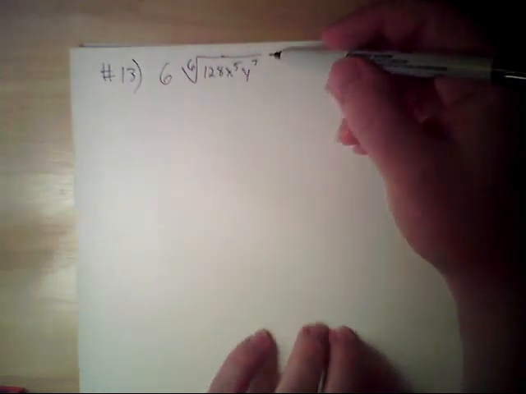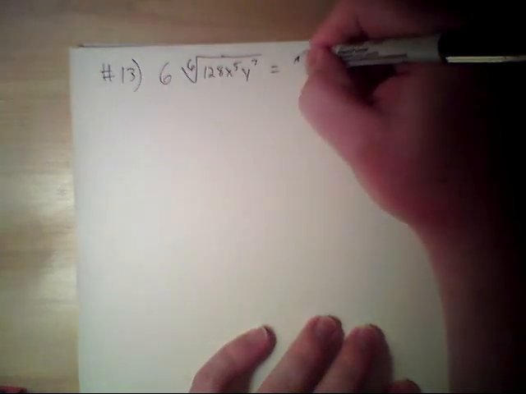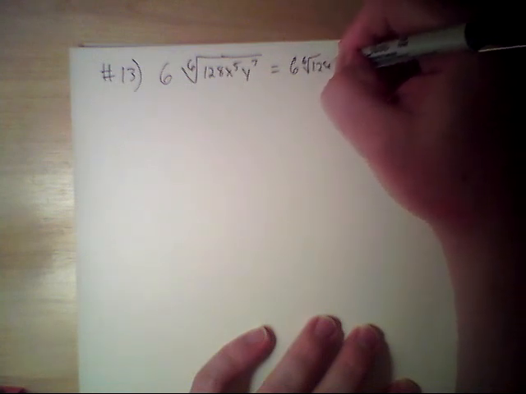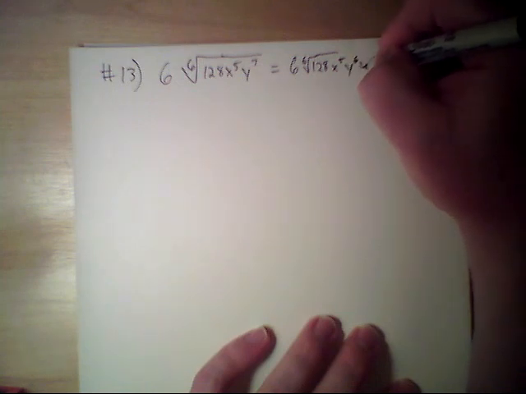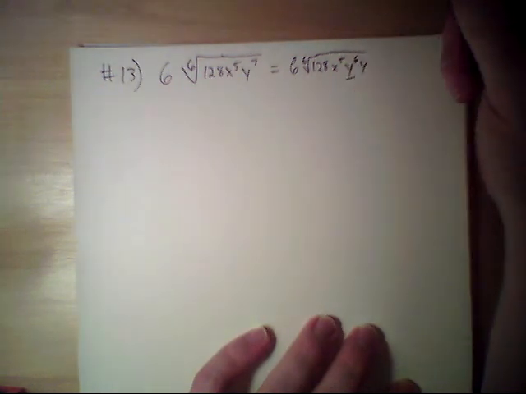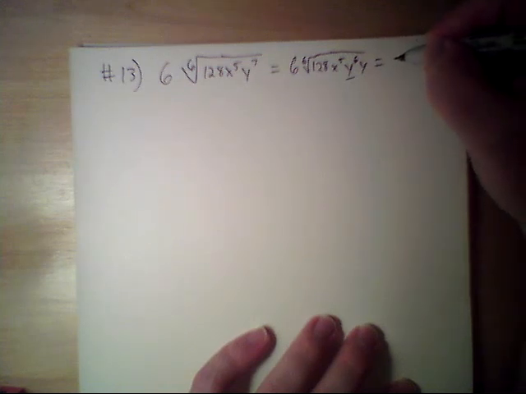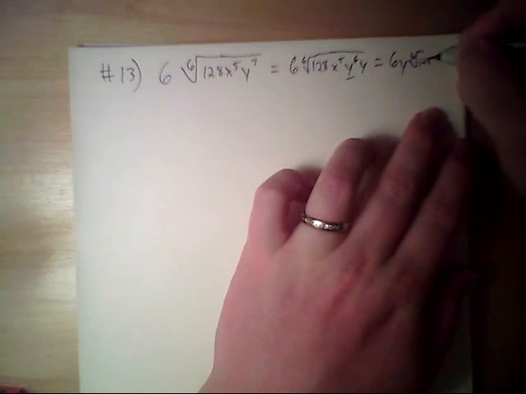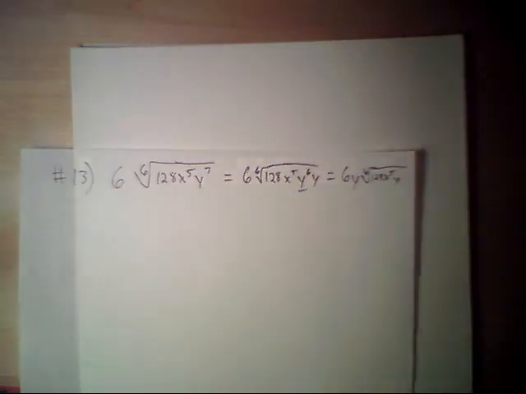First thing I want to do, let's get that y out in front. So let's rewrite that as 6 times the sixth root of 128x to the fifth, y to the sixth times y. Then we can just move that y out front. So that's going to equal 6y times the sixth root of all this business, 128x to the 5th y. Sorry, I made that so small.